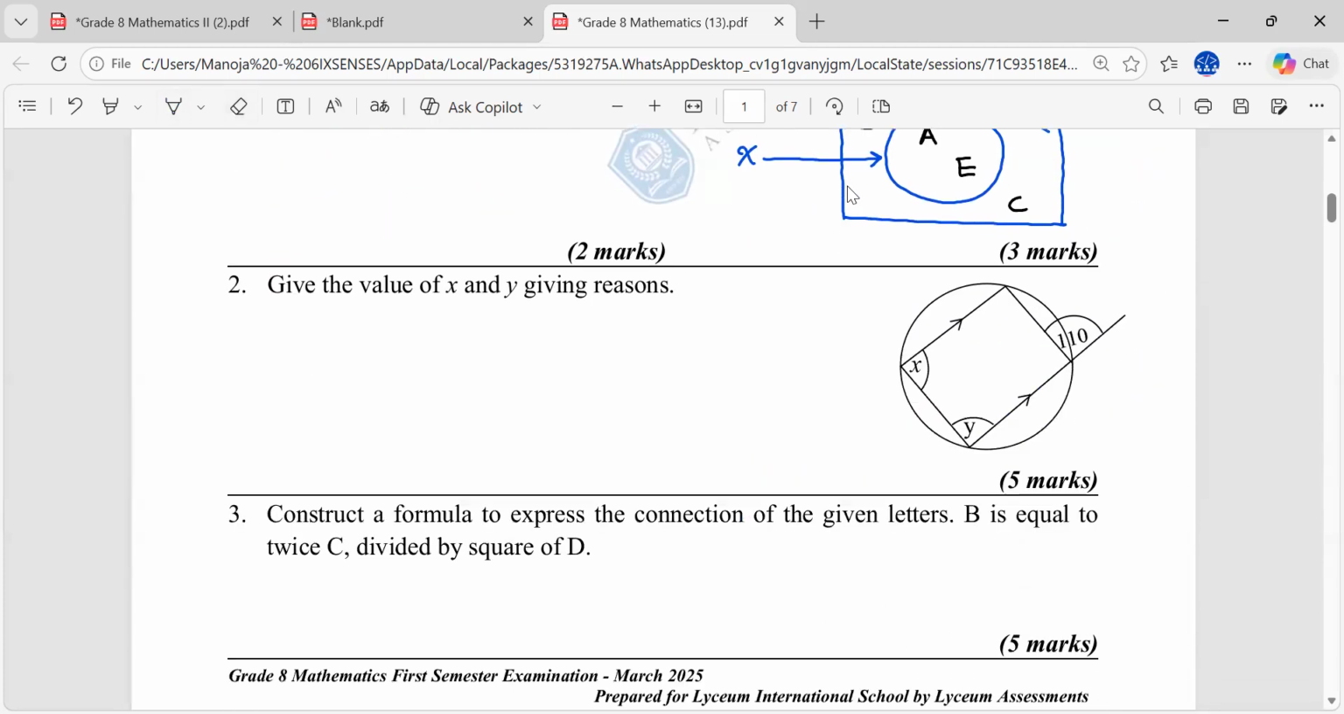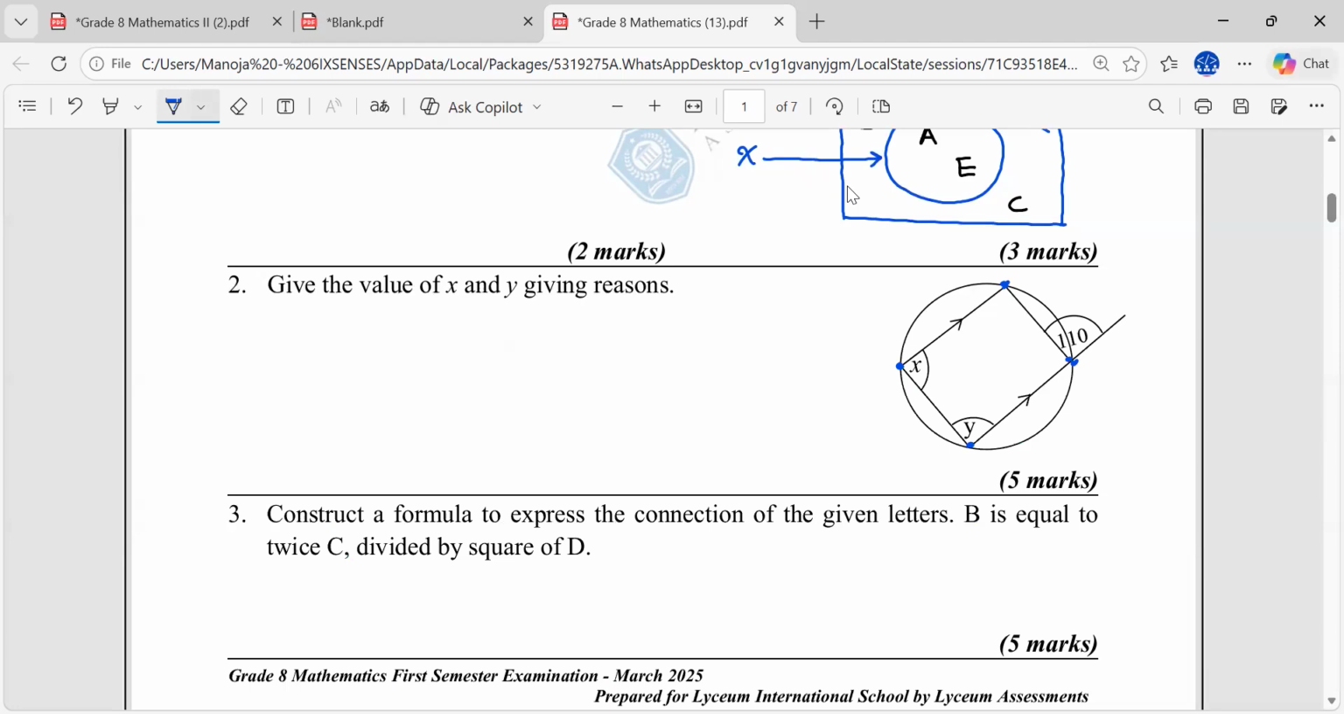Give the value of x and y. Now you can see there is a quadrilateral. But this quadrilateral is special. Why is it special? All four corners touch the circumference of the circle. If all four corners of a quadrilateral touch the circumference, we call that a cyclic quadrilateral.